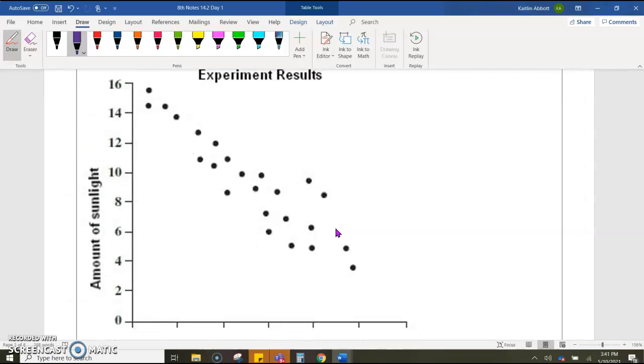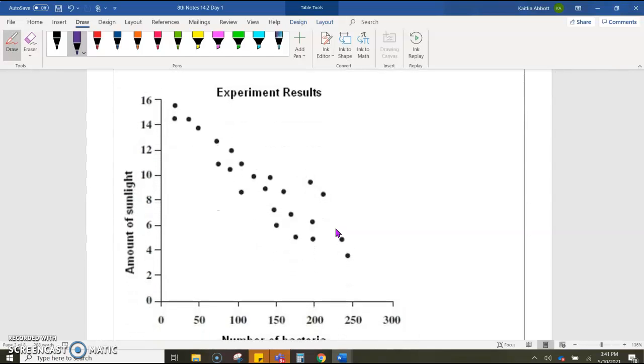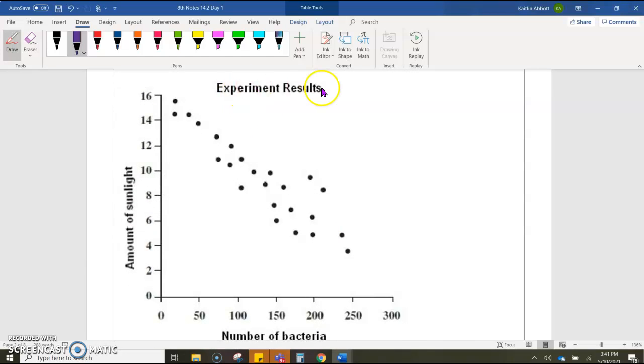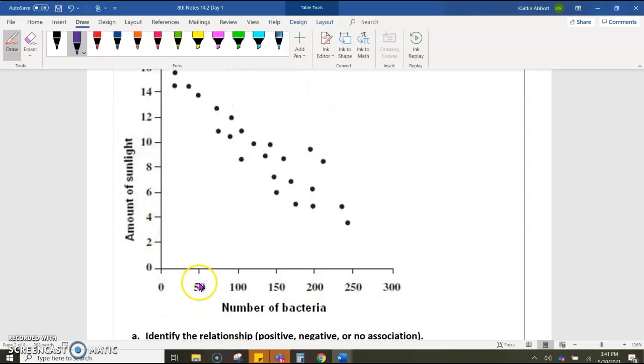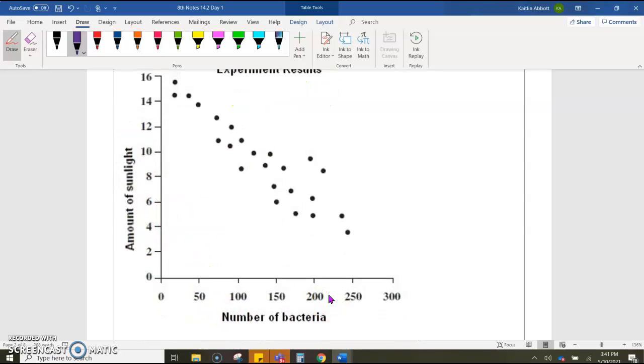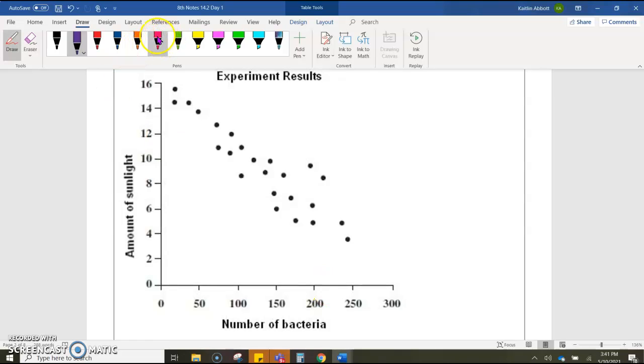So I'm going to look at this picture and I see we've got experiment results, the amount of sunlight, and number of bacteria. So a line of best fit. Remember, I need to make a line that goes through as many dots as possible. So I'm going to try to go probably through here. And remember, try to make it as straight as you can. I know we're drawing, it's kind of hard. Mine kind of bends a little bit. Try not to make it bend.